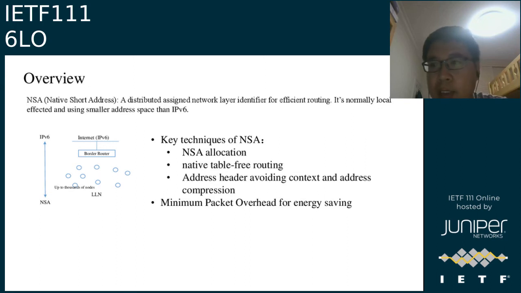So next, I will explain what NSA is. It's defined as a distributed assigned network layer identifier for efficient routing, and it's normally locally allocated and uses a smaller address space than IPv6. The 3 key techniques are NSA allocation, table-free routing, and the last feature is address encoding that avoids context and compression. Next page, please.